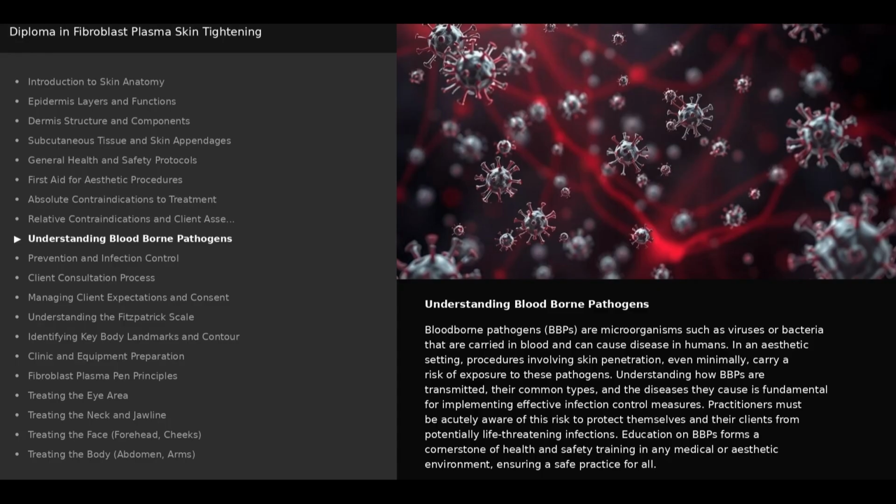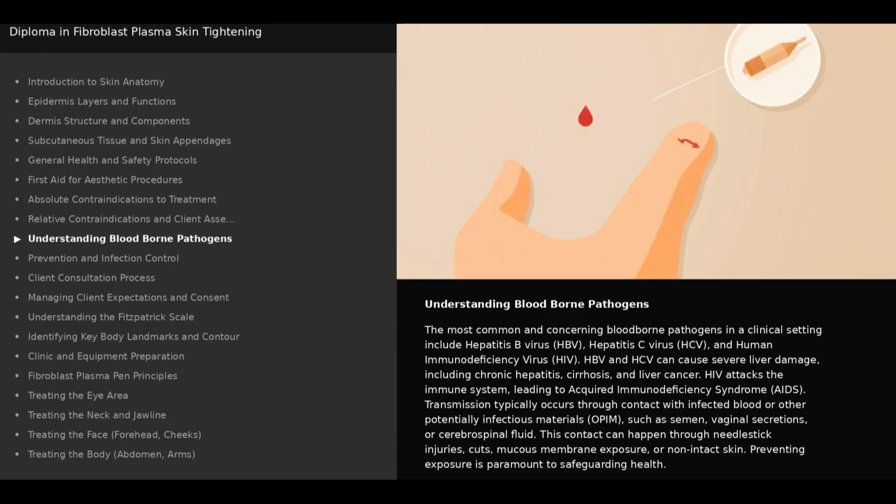The most common and concerning blood-borne pathogens in a clinical setting include hepatitis B virus, HBV, hepatitis C virus, HCV, and human immunodeficiency virus, HIV. HBV and HCV can cause severe liver damage, including chronic hepatitis, cirrhosis, and liver cancer. HIV attacks the immune system, leading to acquired immunodeficiency syndrome, AIDS.